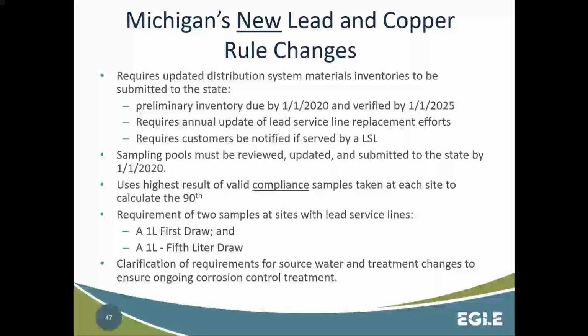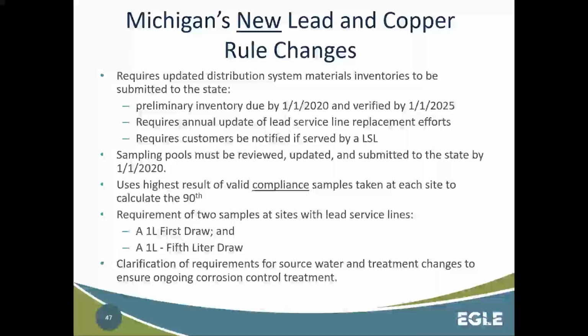Additionally, we also have these requirements for the distribution system materials inventory. So you had the preliminary DSMI that was due January 1st, 2020. You also have January 1st, 2025, which is the actual complete DSMI. Okay, and I hope that you're all working towards that because there's been a lot of presentations on that as well.